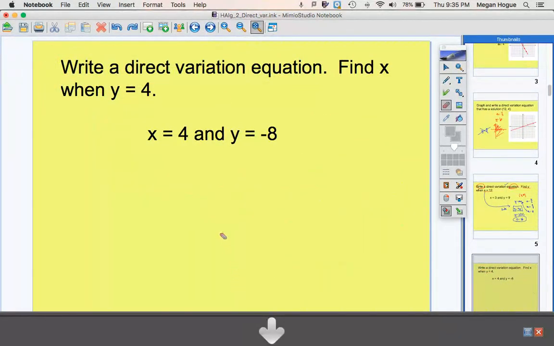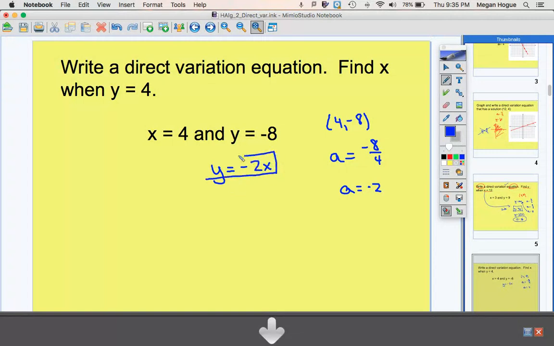All right, now we're going to find x when y is 4. Again, we're given a set, and you're always going to be given a set or an ordered pair if you want to think of it like that. Still going to write an equation. I always want to do that first. So I'm going to take those. I'm going to find my a. So it's always y divided by x. So a is -2. Don't forget to write your equation. People will, again, jump in and try and find that first. So my equation is y equals -2x.